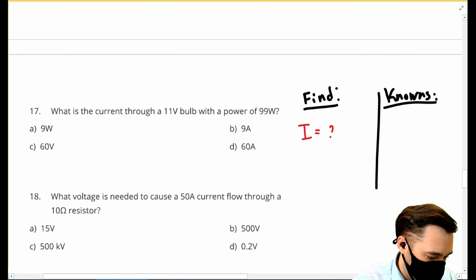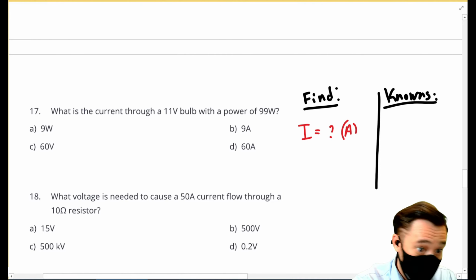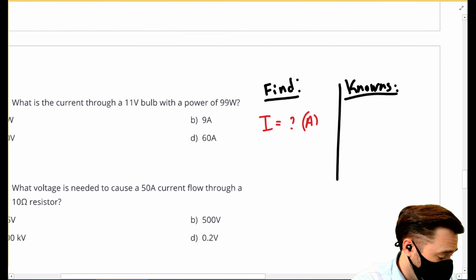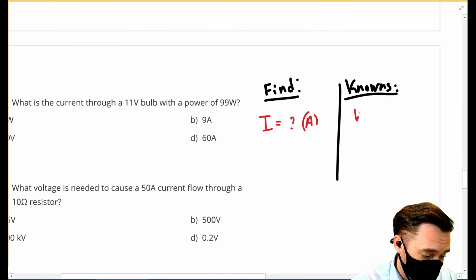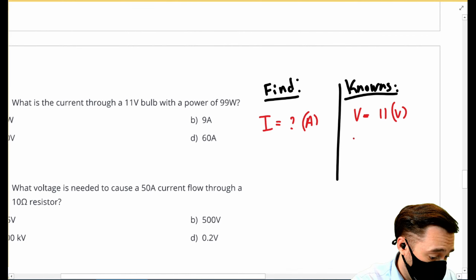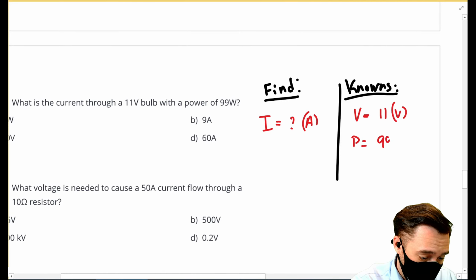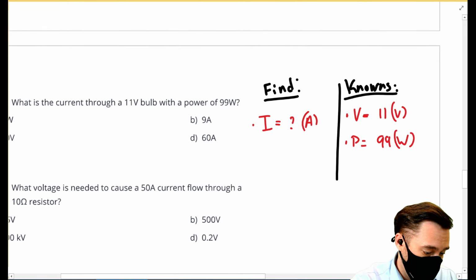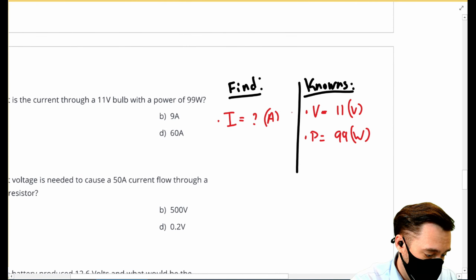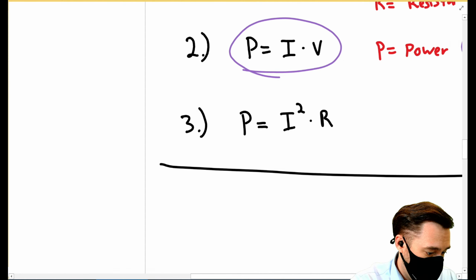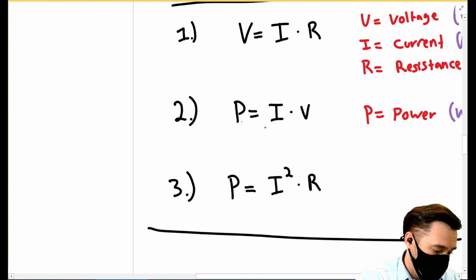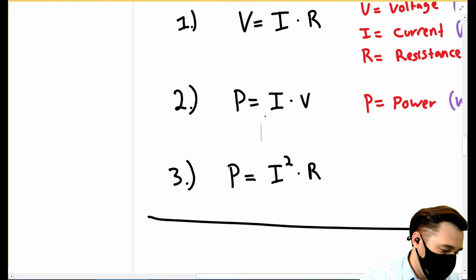What is the current? So we're looking for current. That's going to be in amps. Through a 11 volt bulb. So voltage is equal to 11 volts with a power of 99 watts. All right, so power, voltage, and current. So we're still going to use this one. So P equals IV.